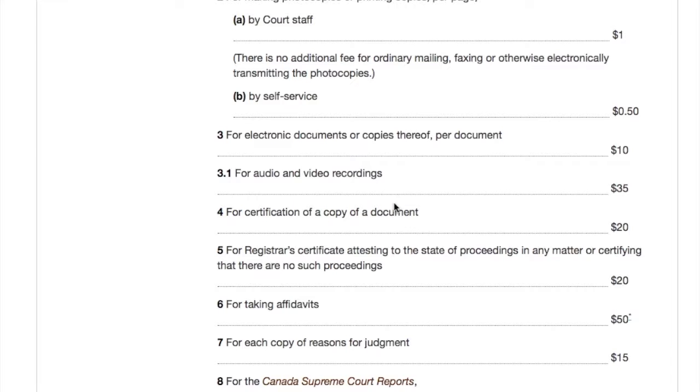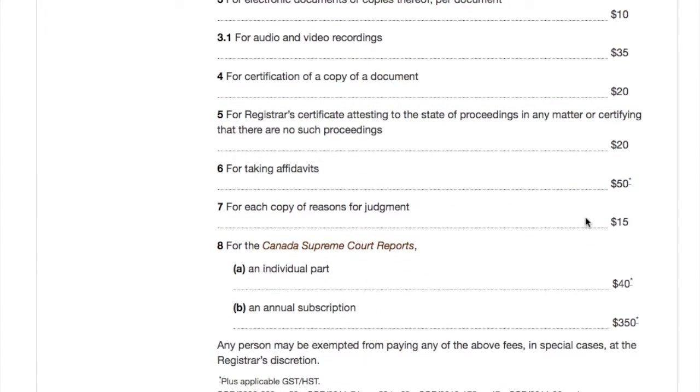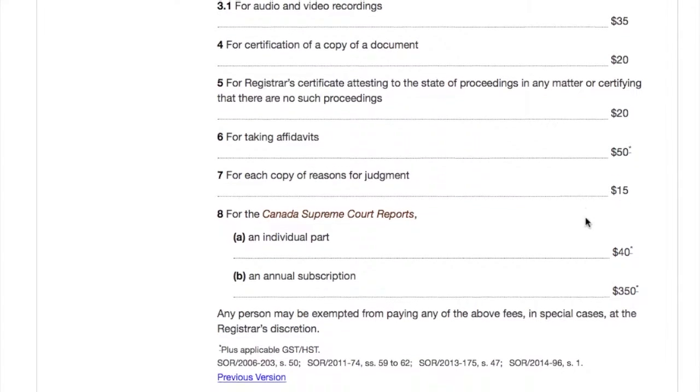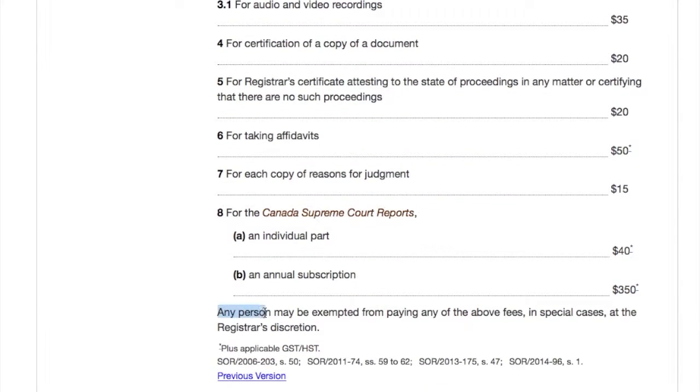It's also good to note that all of the Supreme Court hearings are videotaped. So if you want to obtain a video recording or an audio recording of a Supreme Court hearing, that's something that can be done. All this is found through the Supreme Court of Canada's website. And here we go. Any person may be exempted from paying any of the above fees in special cases at the registrar's discretion.